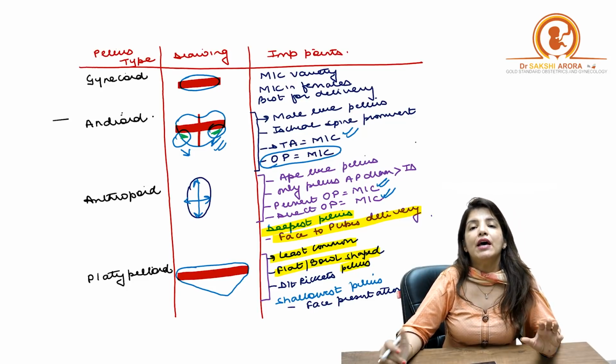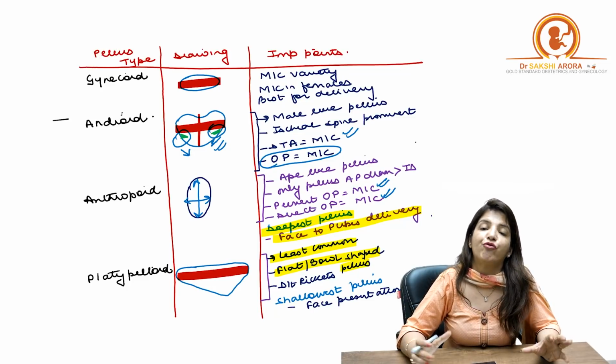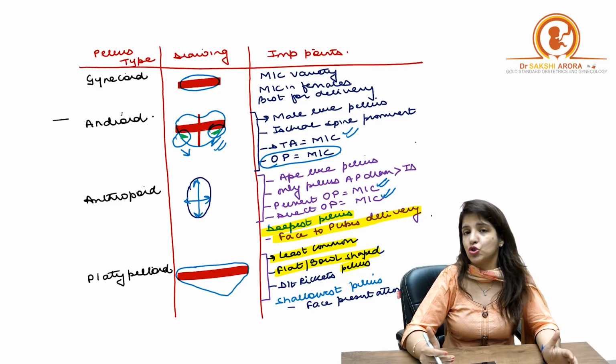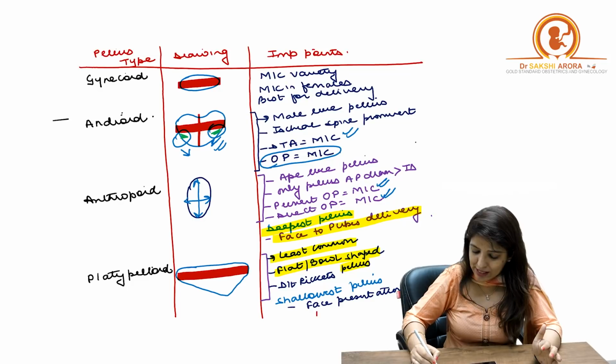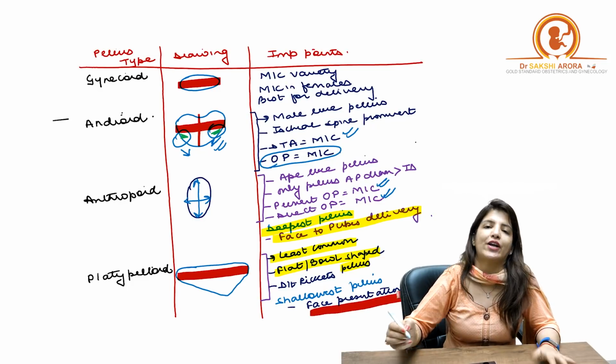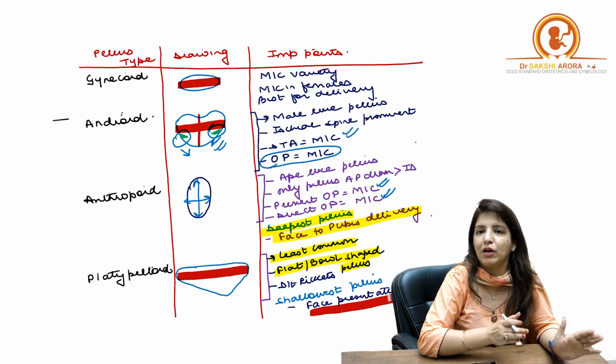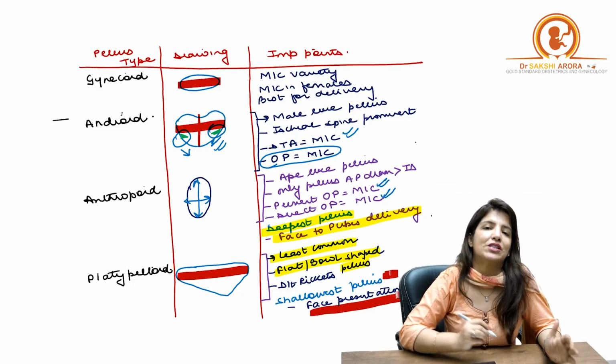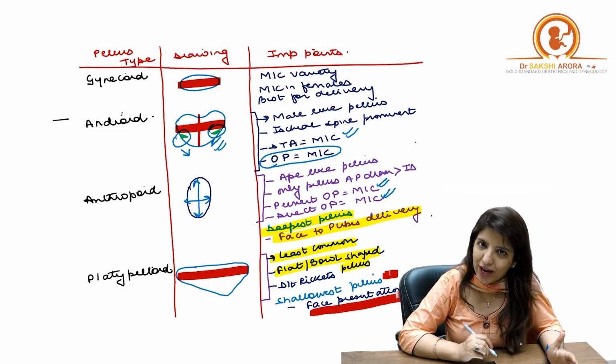Platypelloid pelvis, if they ask you that face presentation is most common in, or brow presentation is most common in, or transverse lie is most common in which kind of pelvis, then it is the platypelloid pelvis. Platypelloid pelvis is the shallowest kind of pelvis also, right?